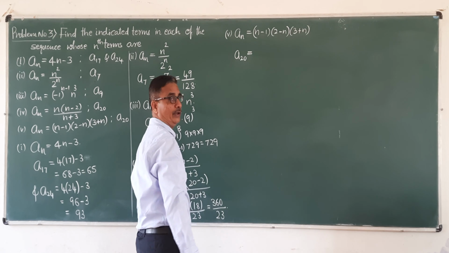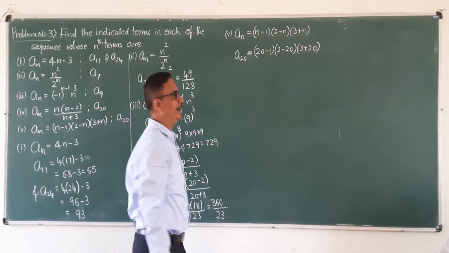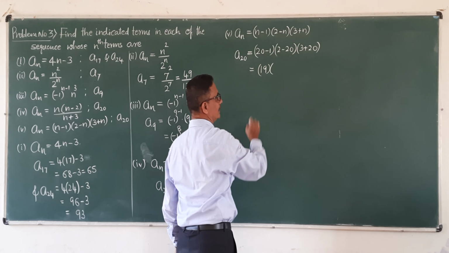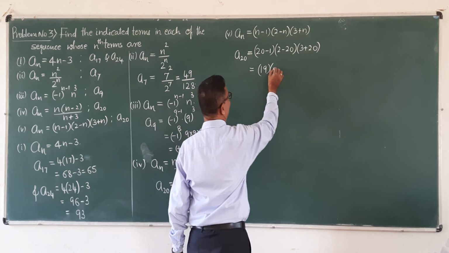N value 20. Substitute. That is 20 minus 1 into 2 minus 20 into 3 plus 20. Put n is equal to 20. That is 20 minus 1, 19. 2 minus 20 how much? Minus 18. 20 plus 3, 23.